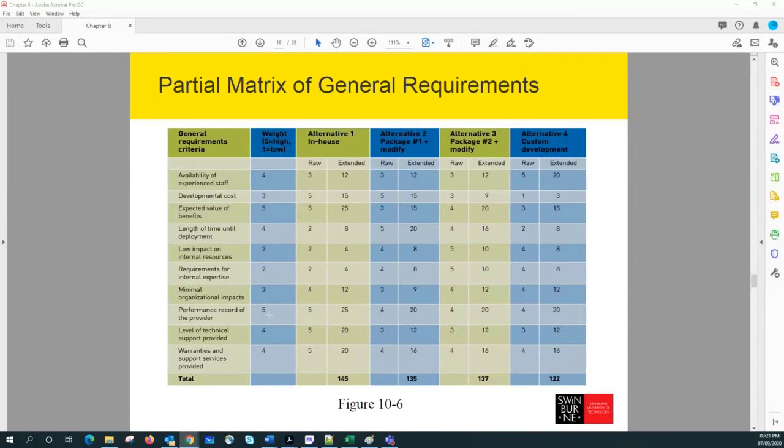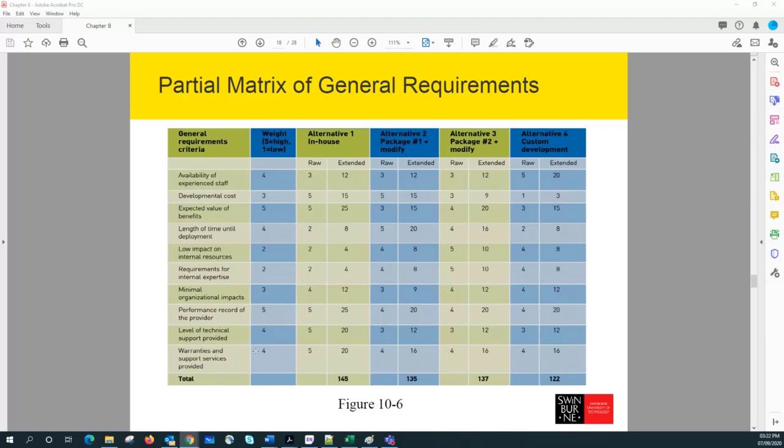The first alternative is to develop the system in-house, right? The second alternative is to buy a package, but slightly modify it to suit their needs. And then the third alternative is to buy a different package, package number 2, and then modify it. And then the fourth alternative is, yes, custom development. So let's customize the system according to the Ridgeline Mountain Outfitters requirements.